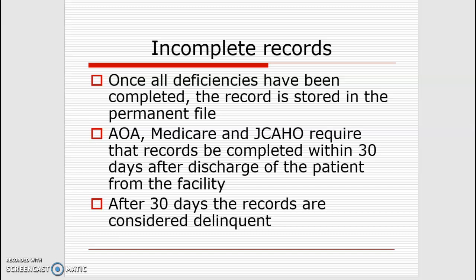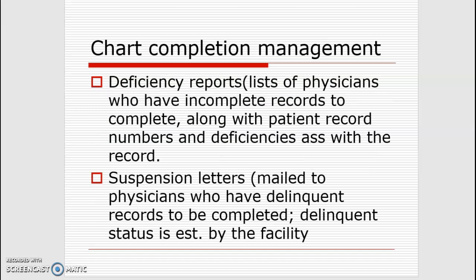Incomplete records. So once all the deficiencies have been completed, the record is stored in a permanent file, or again, electronically. The AOA, Medicare, and JCAHO require that records be completed within 30 days after discharge. And if this doesn't happen, so if that physician doesn't get things signed within 30 days, then they become delinquent. So keep in mind, once they get delinquent, then we go to the next step.